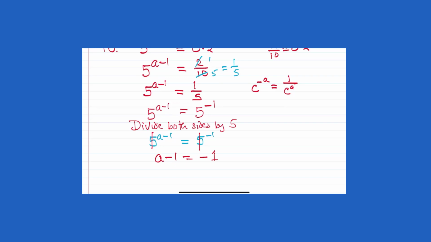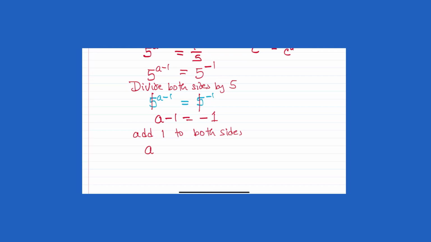For us to solve for the value of variable a, we need to bring to mind our simple equation. We can add 1 to both sides. And you see what happens when we do that. So we're going to have a minus 1 plus 1, and minus 1 and then plus 1. So we have a equals 0. So the value of a equals 0.